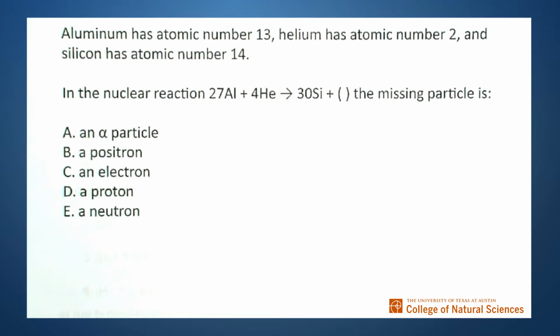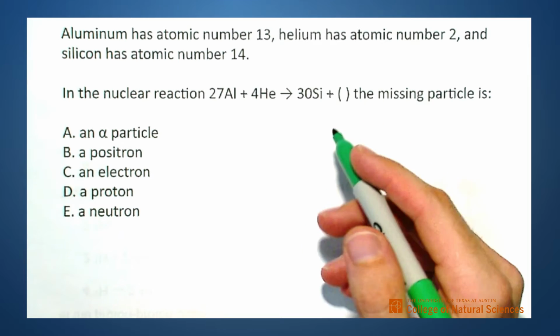Let's take a look at this question. It says that aluminum has an atomic number of 13, helium has an atomic number of 2, and silicon has an atomic number of 14. If we have the reaction 27 aluminum plus 4 helium yields 30 Si, what's the missing particle?